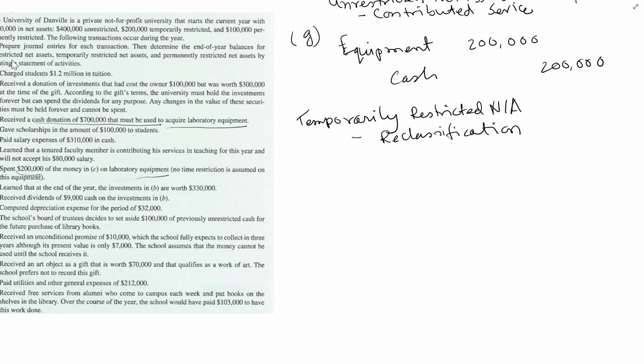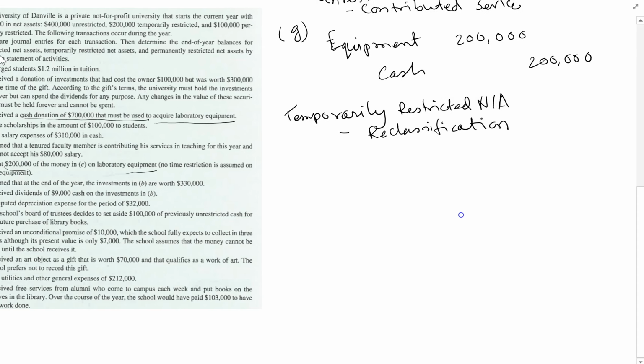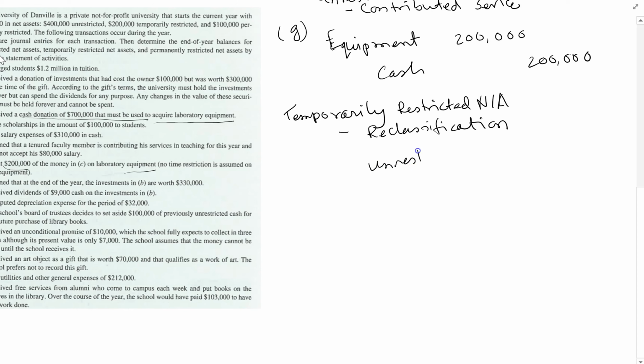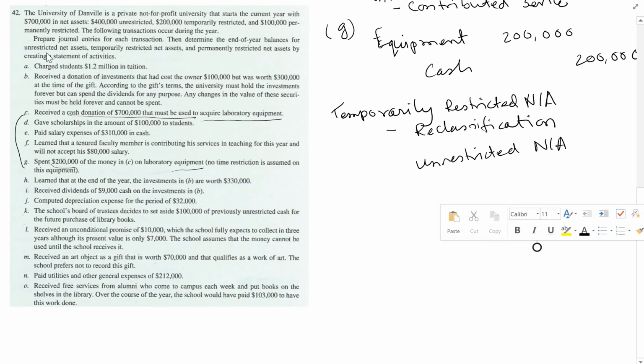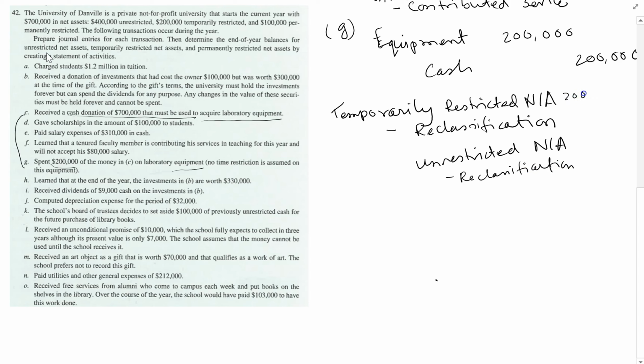So we will credit unrestricted net assets, and again we'll put a little note, and this is because of this reclassification, and the amount is here the same, 200,000 debit, and 200,000 credit.